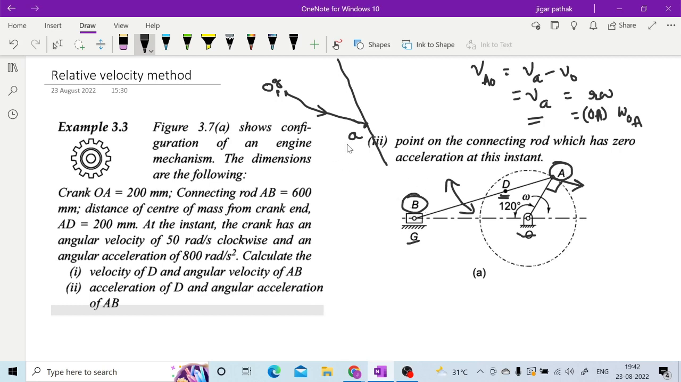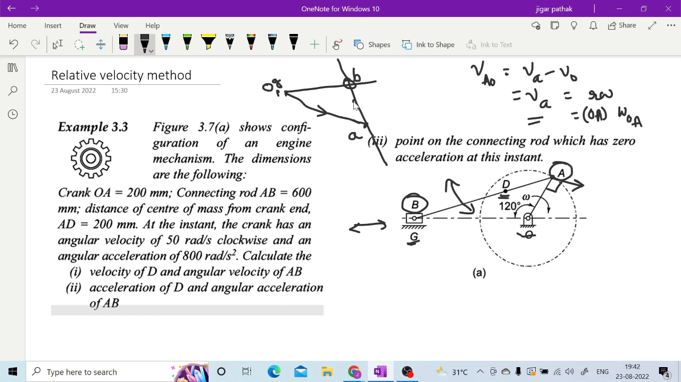But you don't know the magnitude, you have direction only. Now one more thing is there, the slider B is also having velocity with respect to this point G, which is horizontal, in the horizontal direction. So if you draw a horizontal from point G, then you will have some intersection, and that is nothing but your point B.